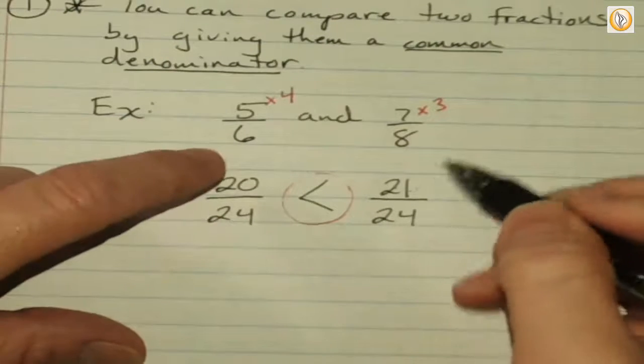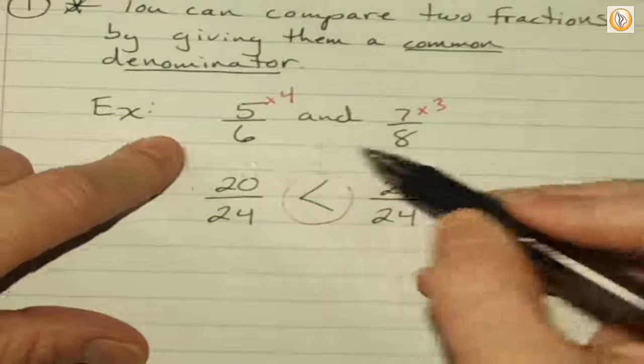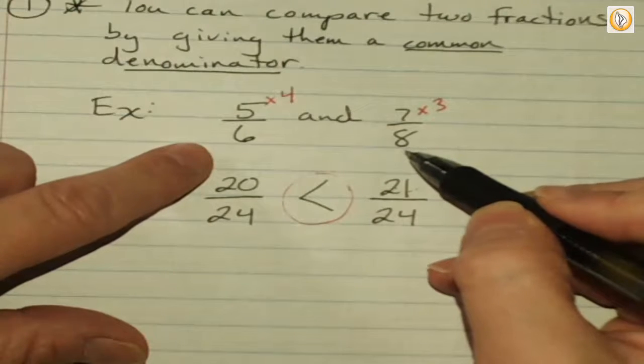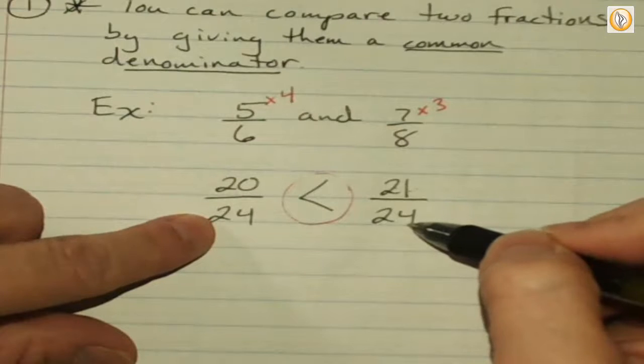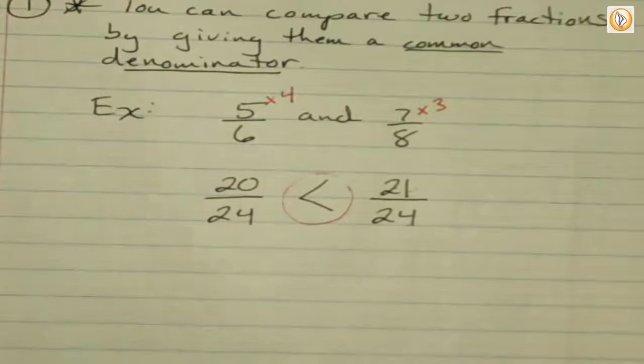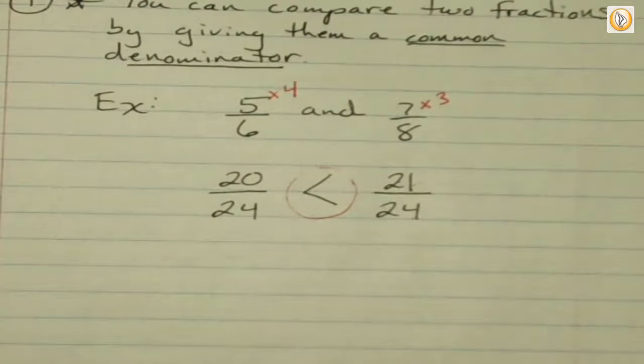And Italia said 48. Look, if you do 6 times 8, that gives you 48. You could have used 48. Okay? We're going to do practicing, okay?